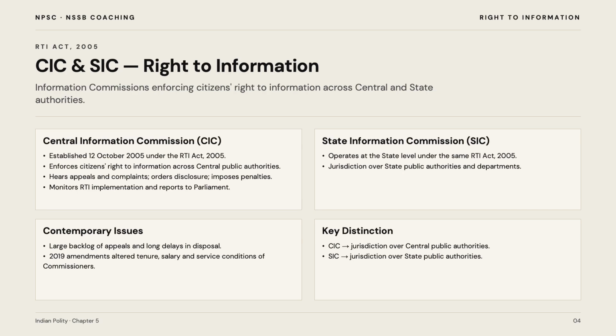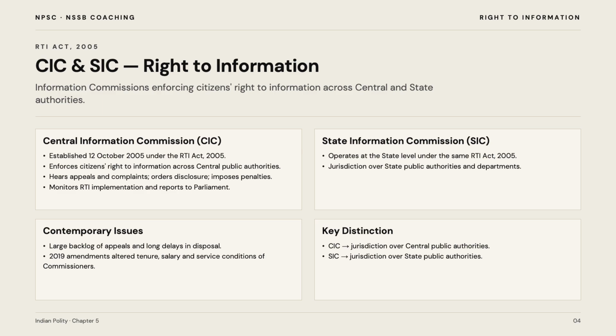And the CIC and SIC, the Central Information Commission and State Information Commission. Please take a look at it. It was established in 2005 under the RTI Act 2005. It enforces citizens' right to information across central public authorities. Have you ever heard about RTI, right to information? You can file an RTI even with the Deputy Commissioner, and he is obligated to provide you the information that you deserve.